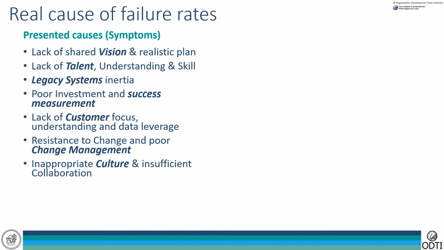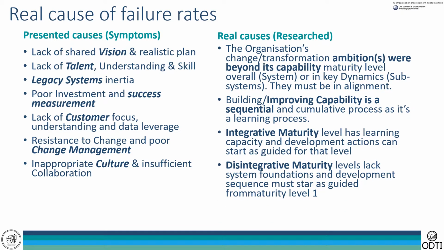These may be considered symptoms of the failure. The research has determined that the real root causes are found to be that ambitions were beyond the organization's capability. Improving capability maturity is a sequential and cumulative learning process. The higher levels of maturity are integrative and have the capacity to learn from their existing level, whereas lower levels are disintegrative and they lack the foundations to build improvement from their existing level. So they need to be handled differently.